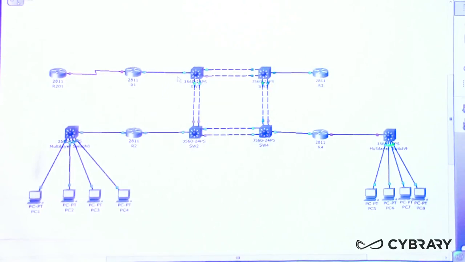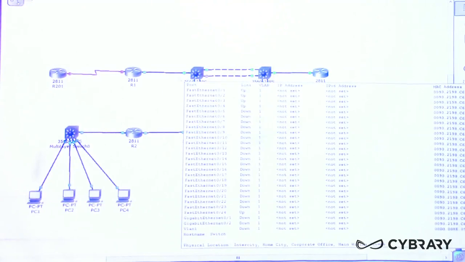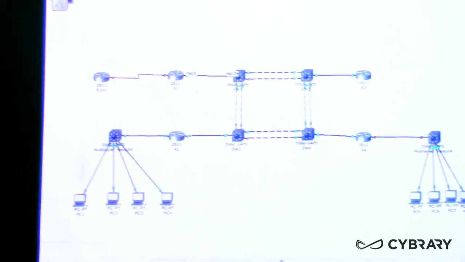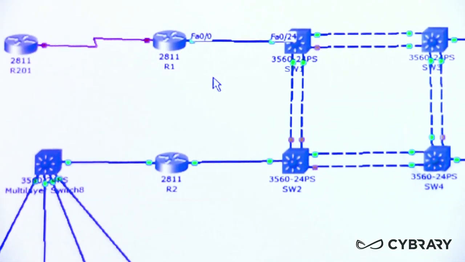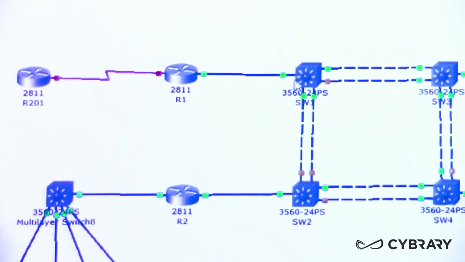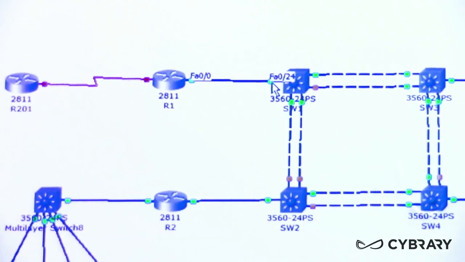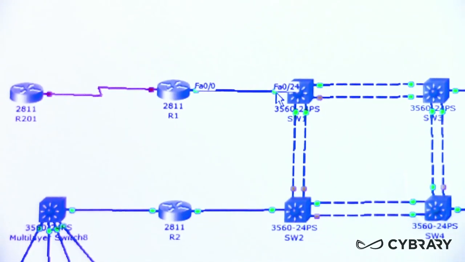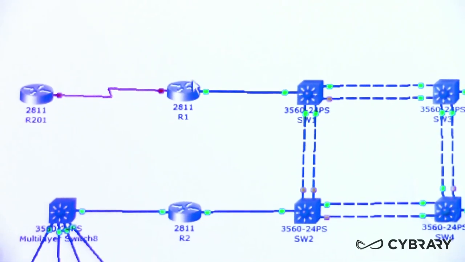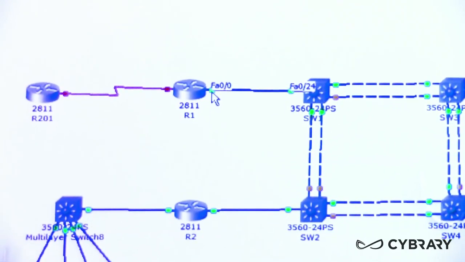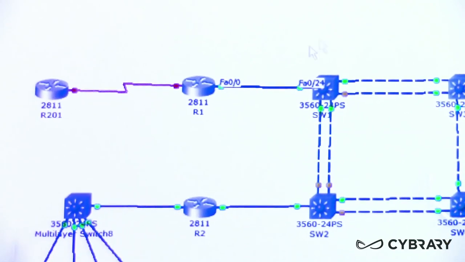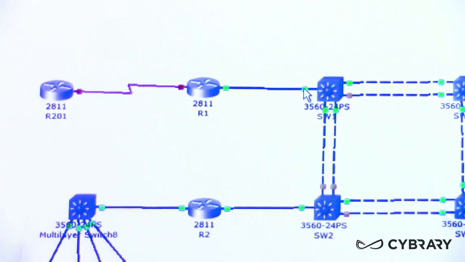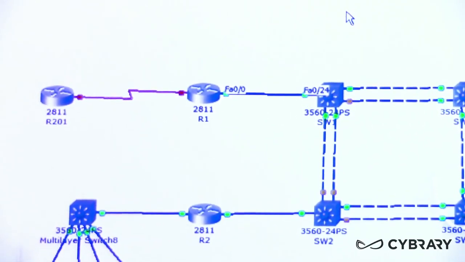Now, if I hover my mouse over this link, and you guys probably can't see it, router 1's port FastEthernet 0/0 is connected to switch 1's FastEthernet 0/24, or in effect, port 24. Once again, I haven't explained the naming conventions for Cisco devices yet, but we will have done that by the end of today. The FA stands for FastEthernet, port 0/24, or in effect, port 24.